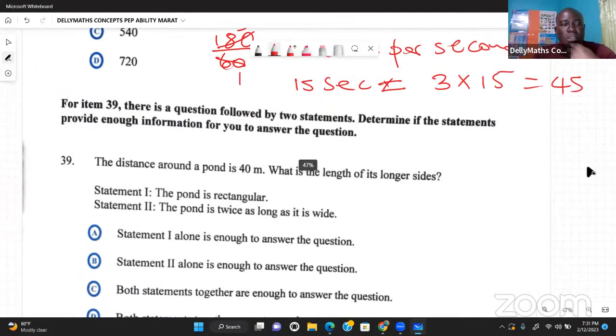All right, let's go. Let's look at item 39. It says, for item 39, there is a question followed by 2 statements. Determine if the statements provide enough information for you to answer.